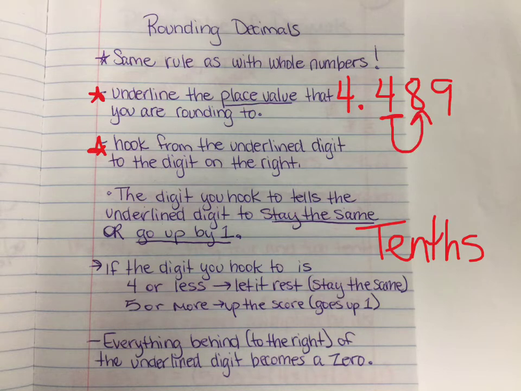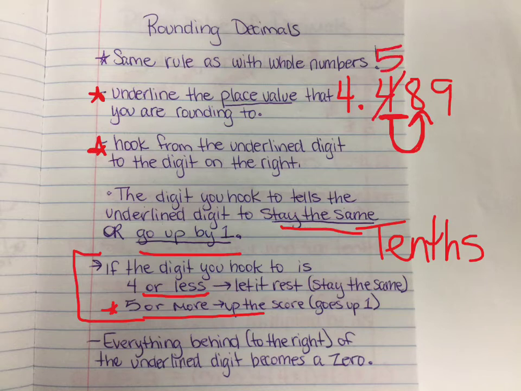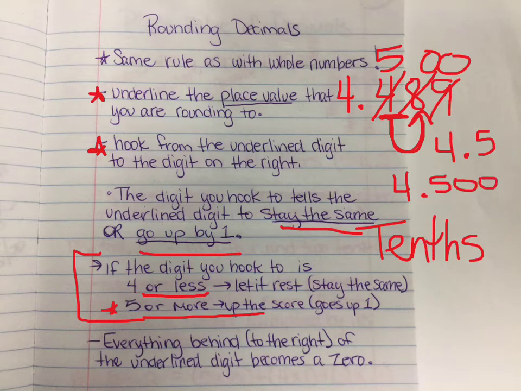Okay, the digit you hook to tells the underlined digit either to stay the same or go up. So we're going to look at this. If it's 4 or less, it's going to rest. If it's 5 or more, it's going to up the score. So we underlined the 4, which is the tenths place. We hooked to the 8. The 8 is going to tell the 4 it is 5 or more. So the 4 is going to become a 5. The 8 and the 9 become zeros, or they can just disappear. So 4.5, which is 4 and 5 tenths, or 4 and 500 thousandths. Both are the same thing. Okay, they mean the same thing.